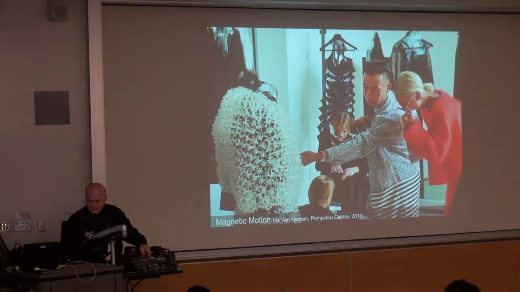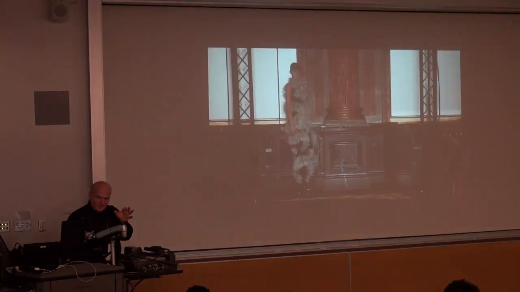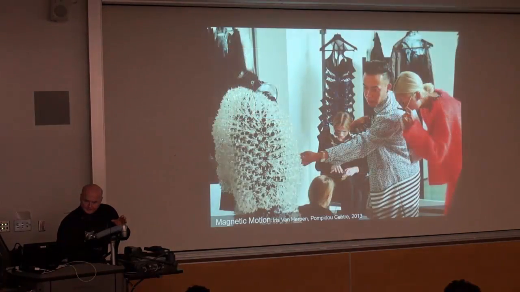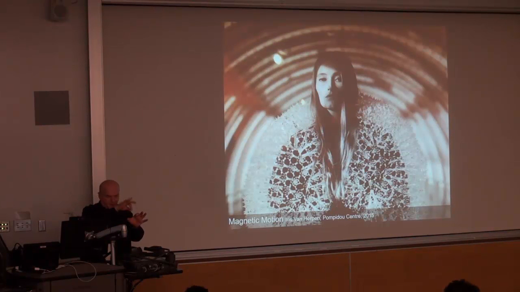In this more recent one at Pompidou, in the magnetic motion collection, individual pieces of impact resistant acrylic are individually thermally expanded. There are slitting patterns that allow each element to work like a meshwork, opposing grid works that then are heated and stretched, making this great veil, a kind of materialized halo.